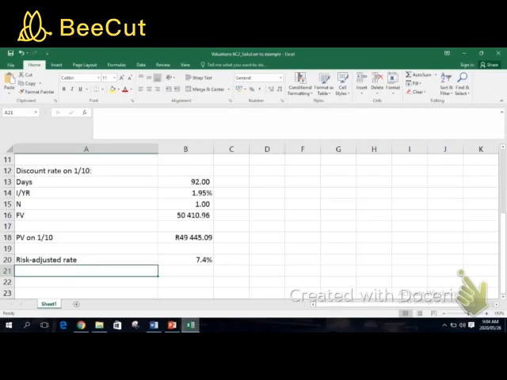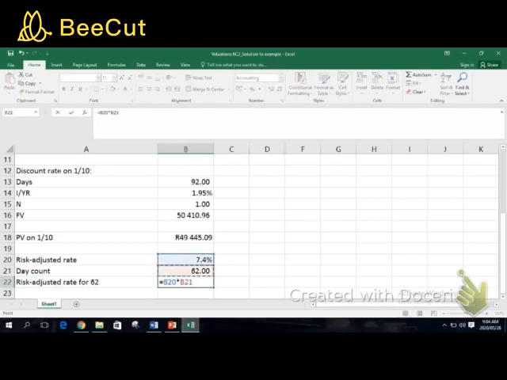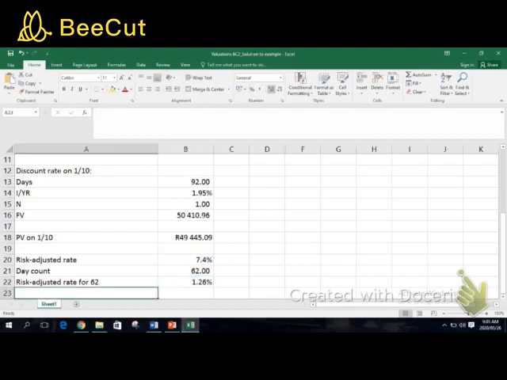Now 1 October versus 31 July, how many days is it? The day count, let me do that for you: we have 31 days in August, 30 in September, and that 1 day into October. So we have a 62-day count. So the risk-adjusted rate for 62 days, and we're working here on a 365-day year. Some of the banks might work on a 360-day year, so please always read carefully. If nothing is said, work with 365. So there is our risk-adjusted rate.